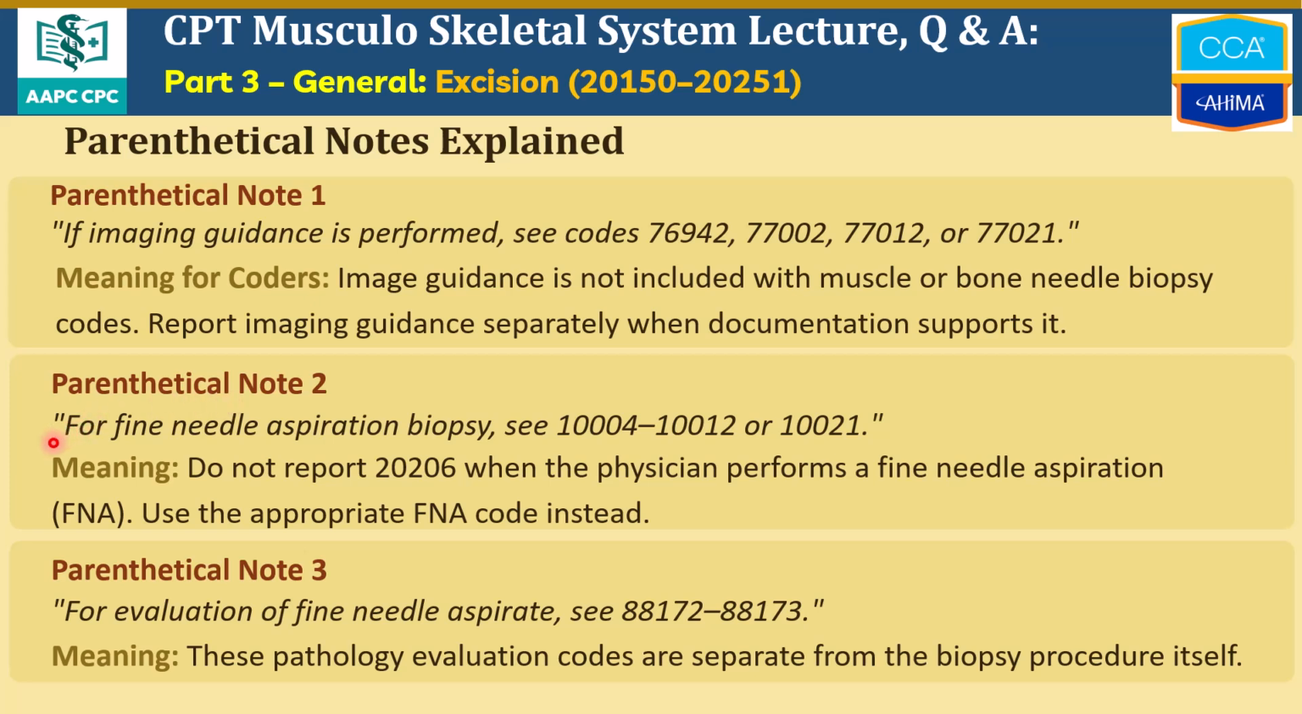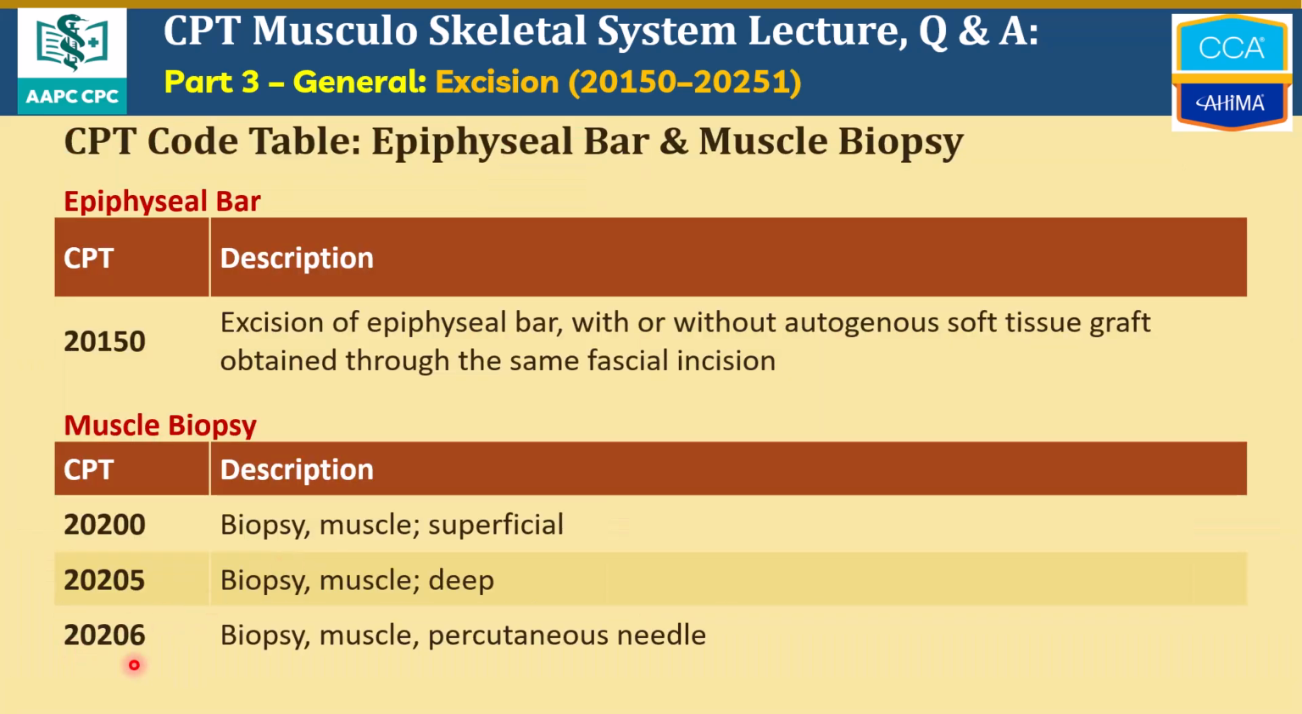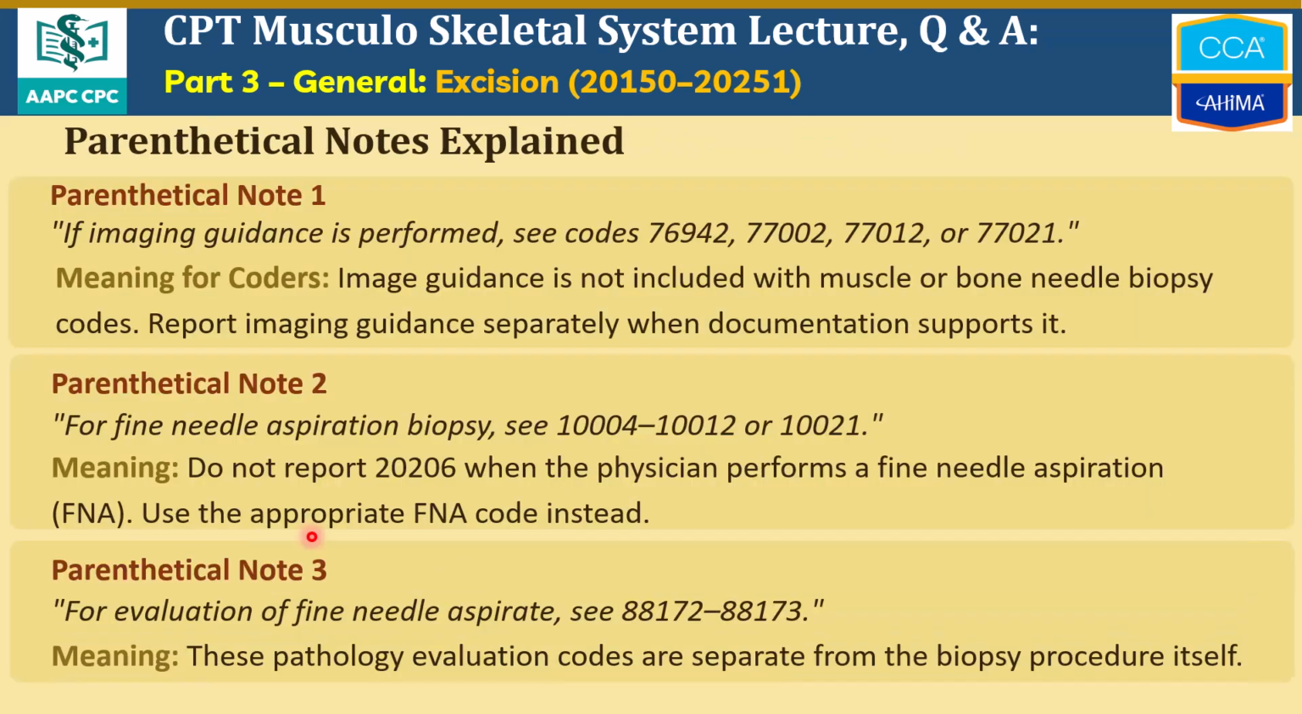Parenthetical note 2 says, for fine needle aspiration biopsy, you have to code this. Which means do not report 20,206 when the physician performs a fine needle aspiration, that is FNA. Use the appropriate FNA code instead. This 20,206, you can see it says biopsy muscle percutaneous needle. Don't confuse this percutaneous needle with fine needle aspiration. That's what that parenthetical note says. So no need to confuse fine needle aspiration with 20,206. Parenthetical note 3, for evaluation of fine needle aspirate, you have to see these codes. That means the pathology evaluation codes are separate from this biopsy procedure itself.